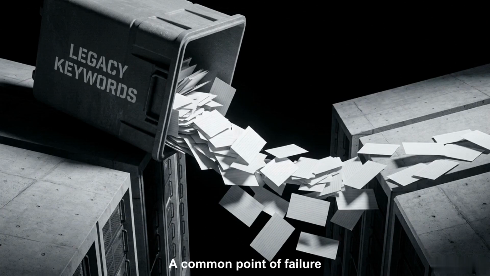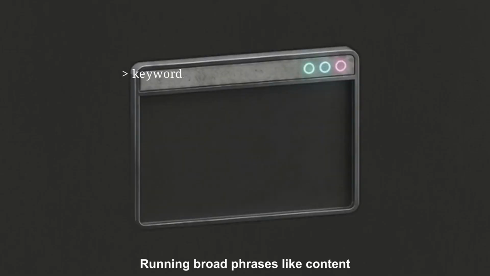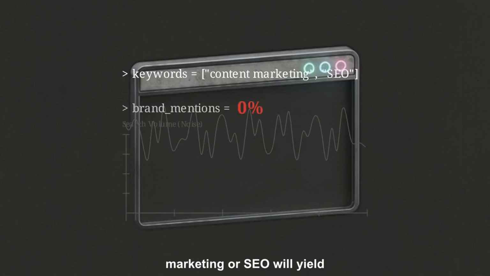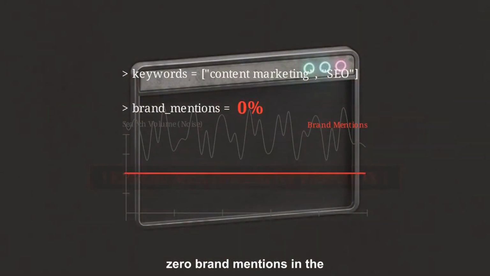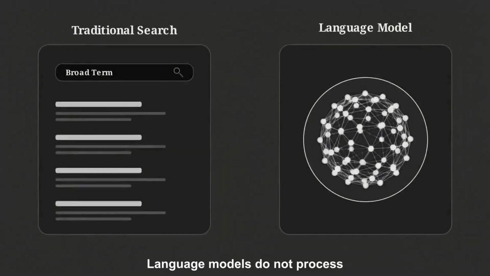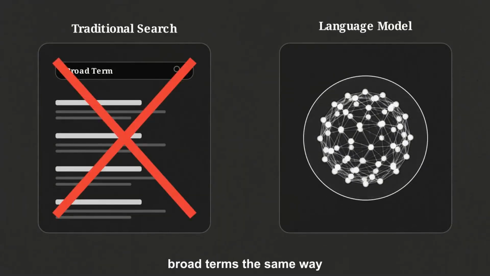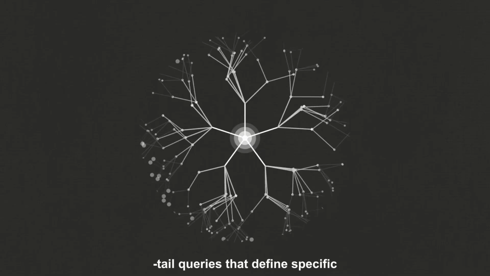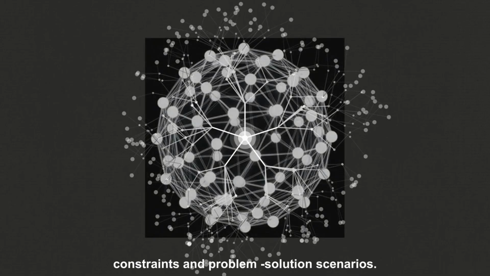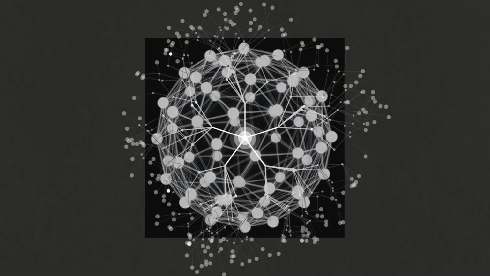A common point of failure occurs when teams dump legacy short-tail keywords into their LLM trackers. Running broad phrases like content marketing or SEO will yield 0 brand mentions in the outputs. Language models do not process broad terms the same way search engines do. They prioritize highly personalized, long-tail queries that define specific constraints and problem-solution scenarios.